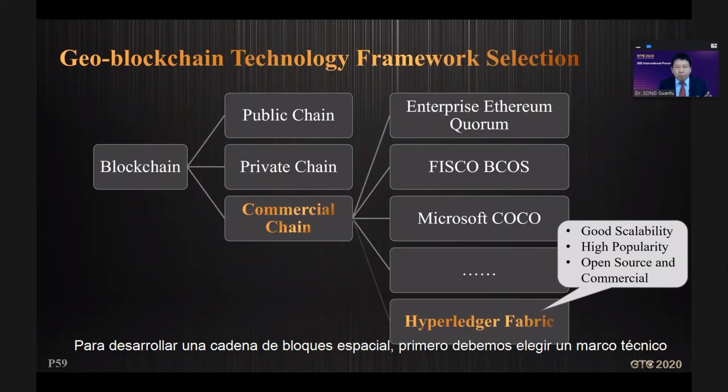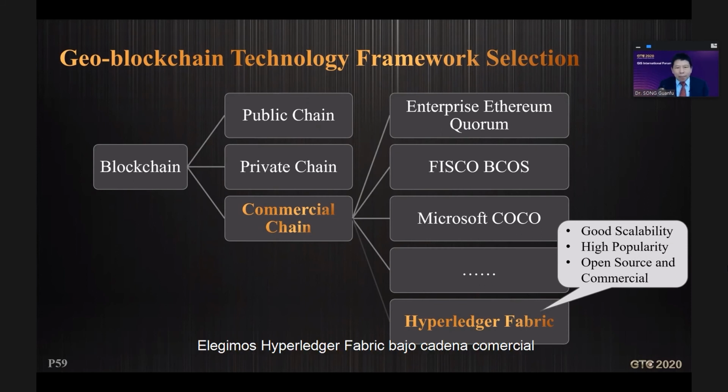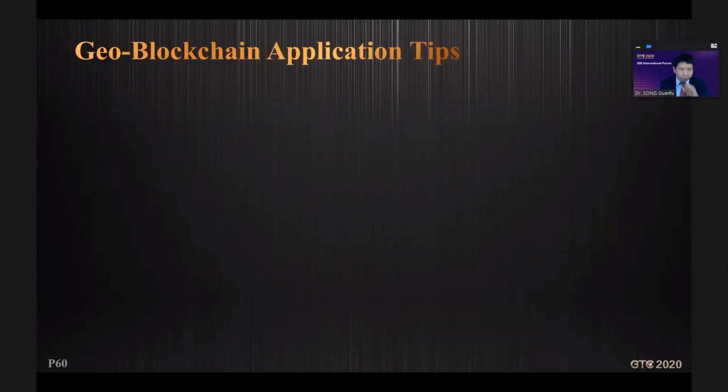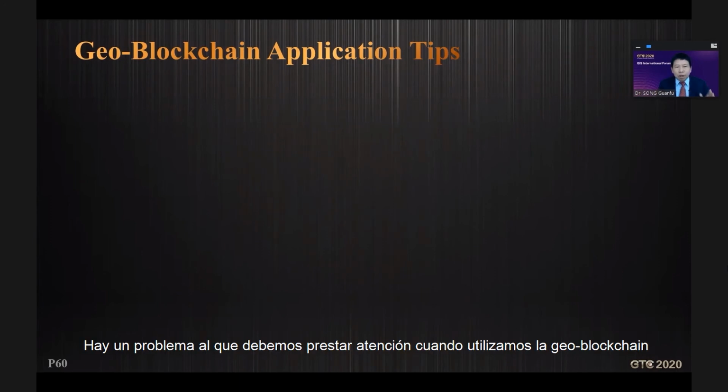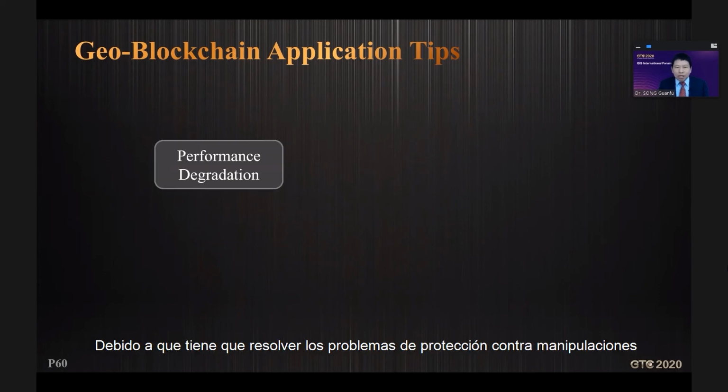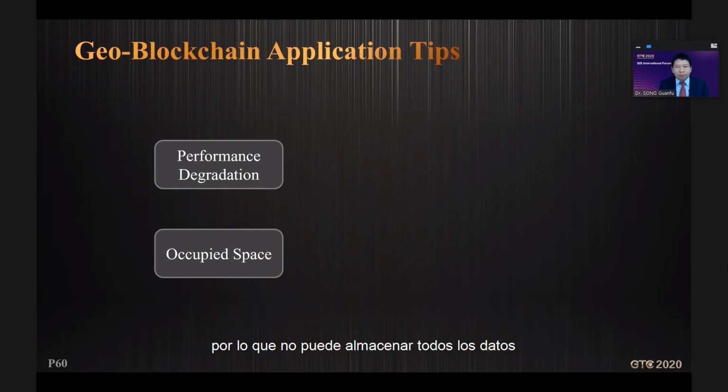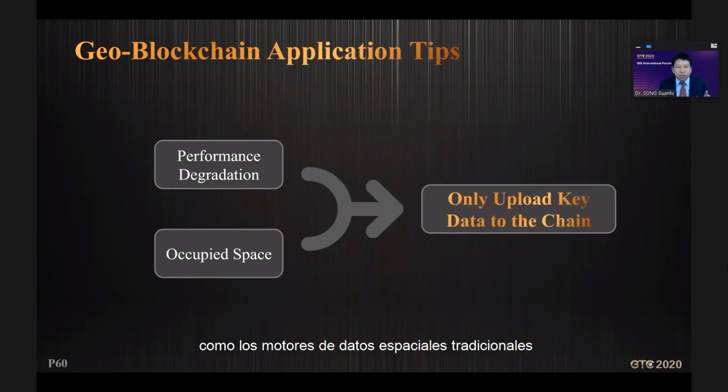To develop a spatial blockchain, we need to choose a technical framework at first. We choose Hyperledger Fabric under commercial chain. This is a problem which needs attention when we're using the Geo-Blockchain, because it has to solve the problem of temporal protection. Its performance is relatively low, and the space consumption is large, so it cannot store all data like a traditional spatial database engine. We could just put the key data to be protected in the blockchain for management.